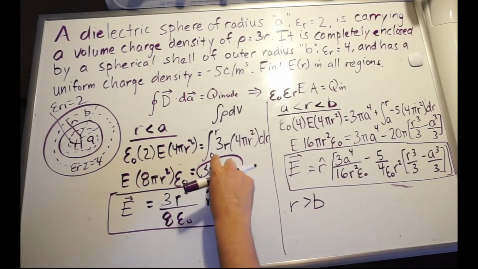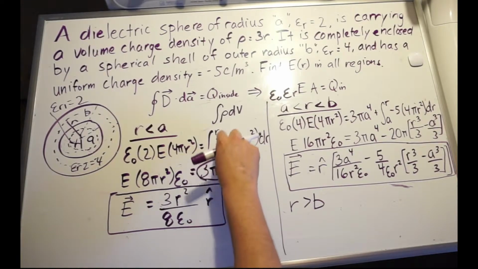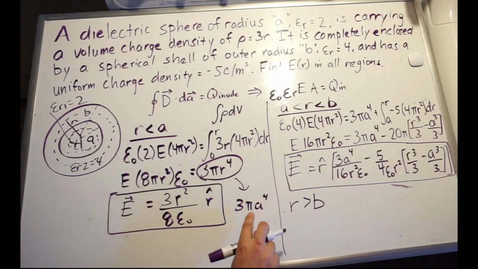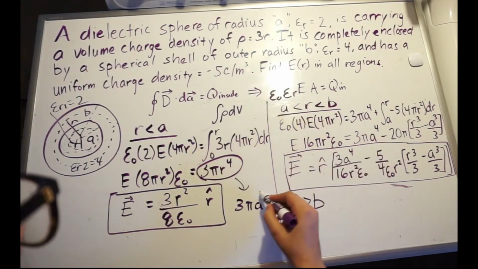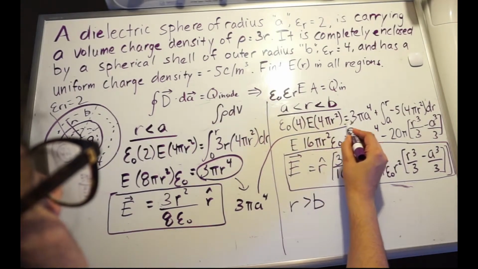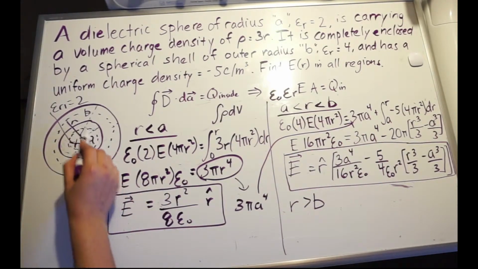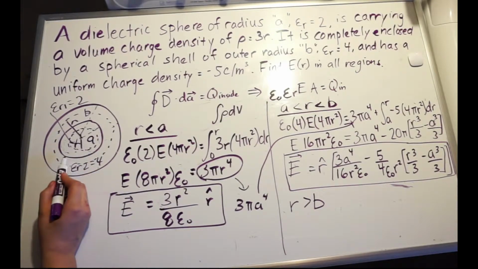And if we were just to change this integral from 0 to A, then this would just become 3 pi A to the 4. And that's what we have over here. So that's the charge enclosed in this whole sphere. But now what's the charge enclosed from A to your Gauss surface, right? From A to R.